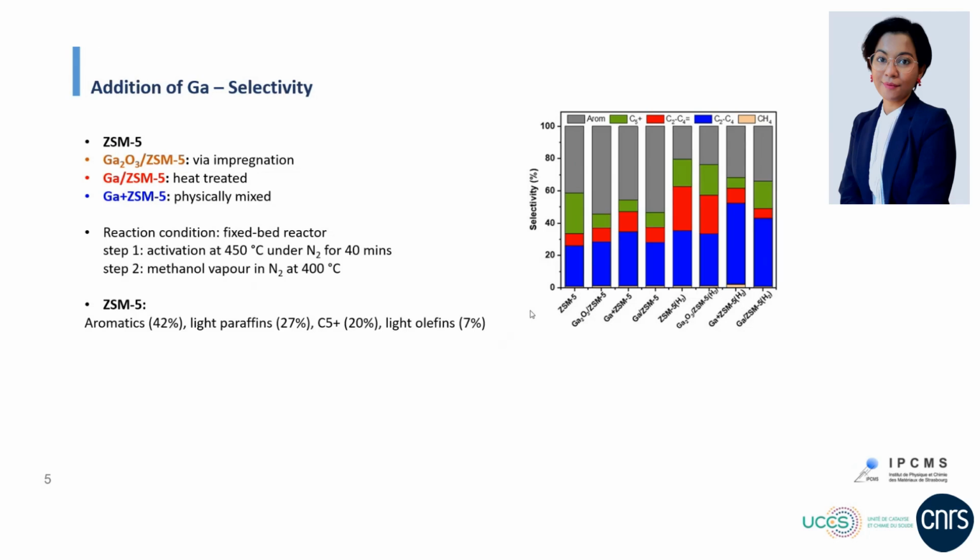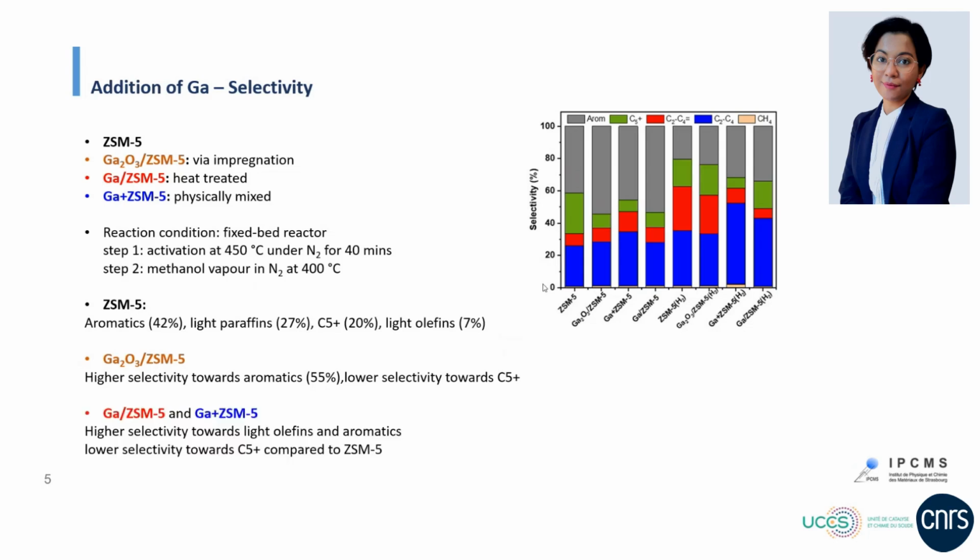So for example, for ZSM5, we have a range of products, including aromatics, which make up 42%, light paraffins, followed by C5 and a small percentage of light olefins. And then if we see the gallium oxide, we see that it favors selectivity towards aromatics, composed of 55%, and a lower selectivity towards C5 products. And then if we look at the gallium mixed with ZSM5, we see higher selectivity towards light olefins and aromatics and lower selectivity towards C5 products compared to that of the ZSM5.